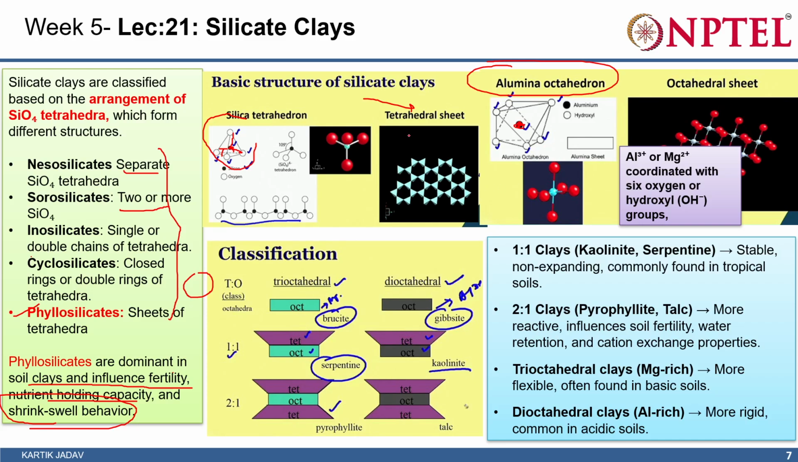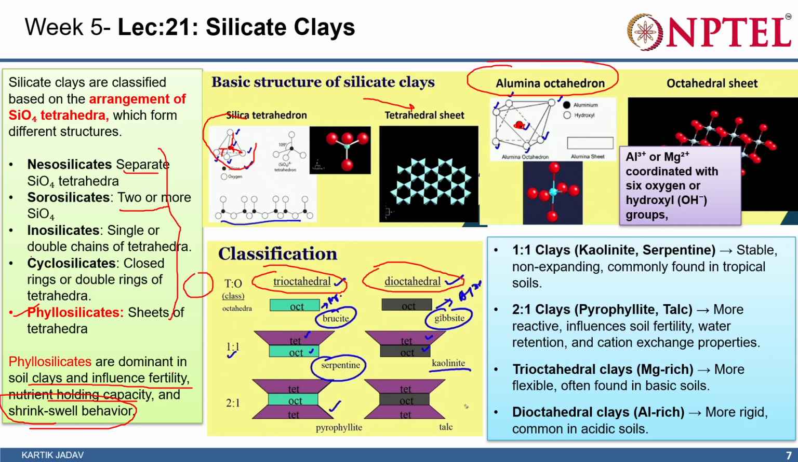And then, by understanding this, we have classified the silicate clay arrangement into two types, trioctahedral and dioctahedral. So what is a trioctahedral?